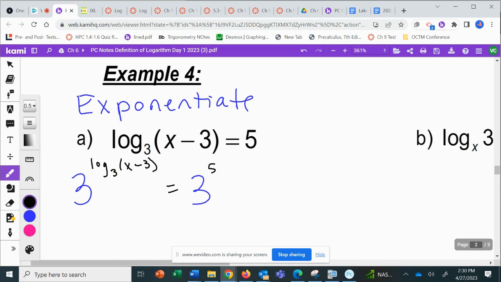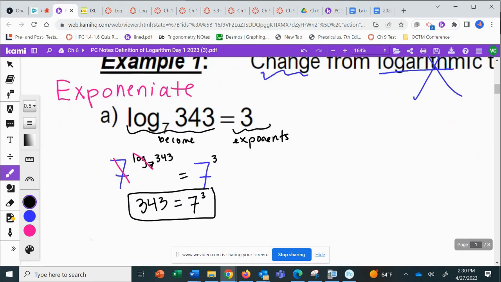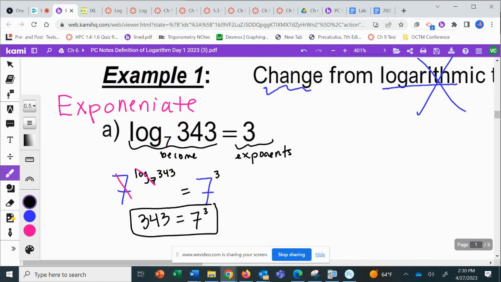That 5 turned into an exponent. So what I did was I made a base of 3 on both sides, and I moved both sides up to the exponents. That's the same thing that we did right here on example 1a, where we were just changing the form. So that's really what I'm doing, is I'm changing it from logarithmic form to exponential form. But I also have to solve on that one. Here we didn't need to solve.